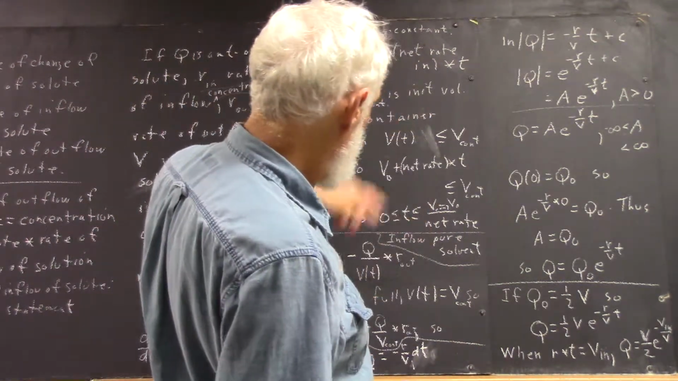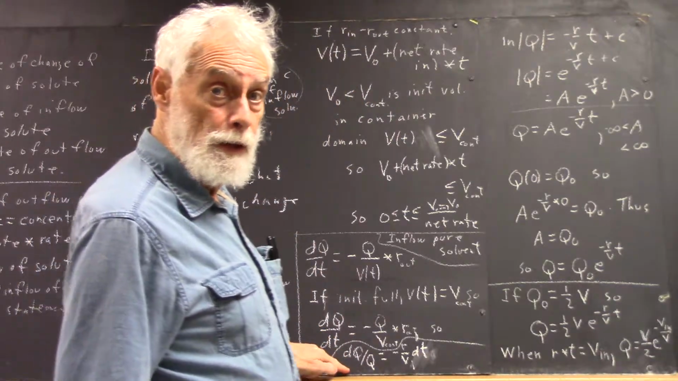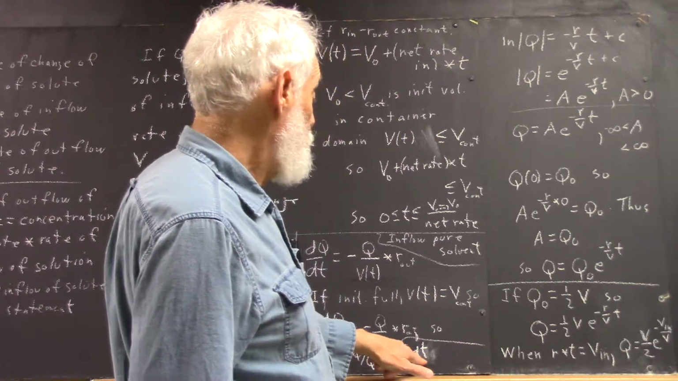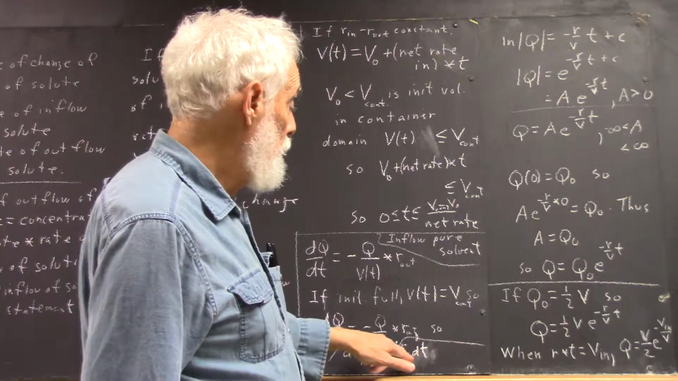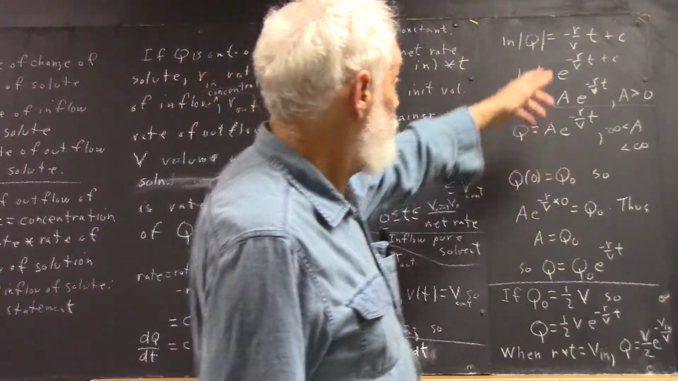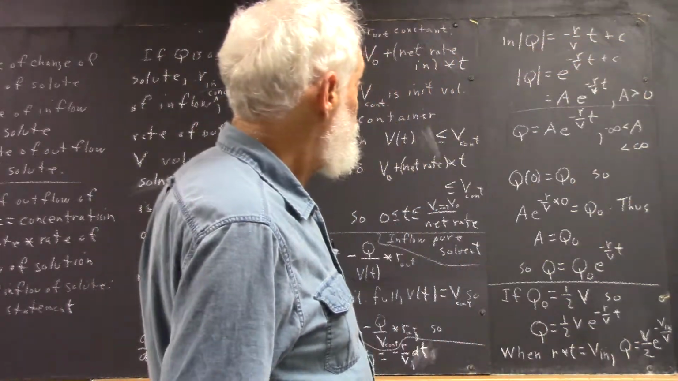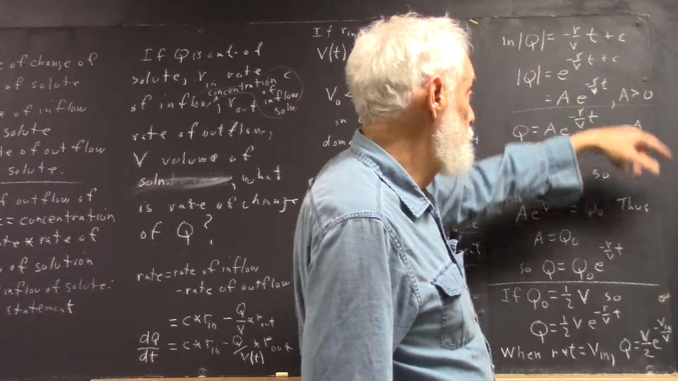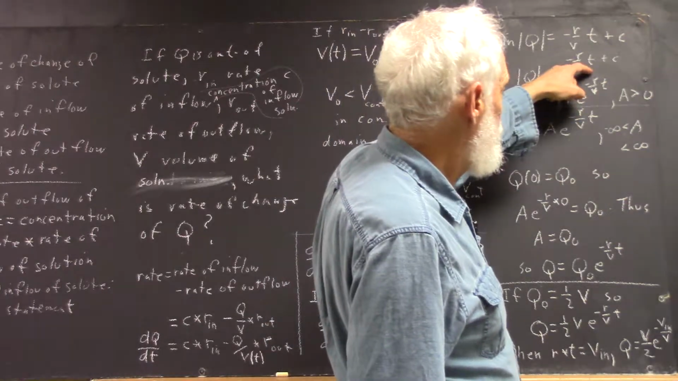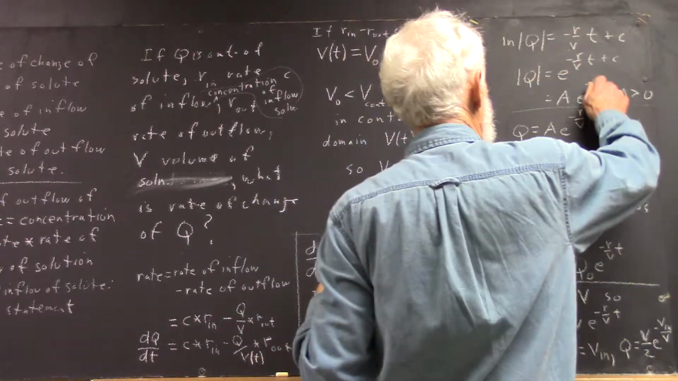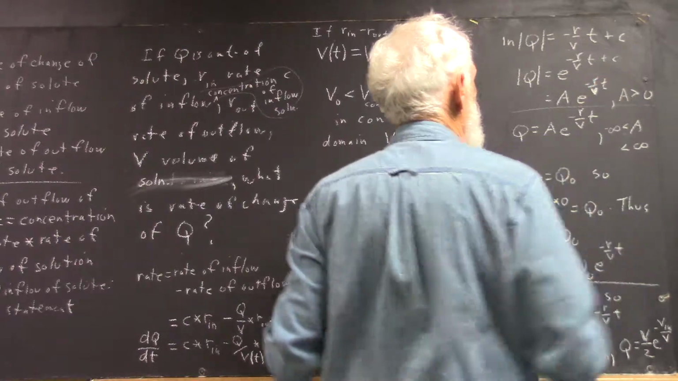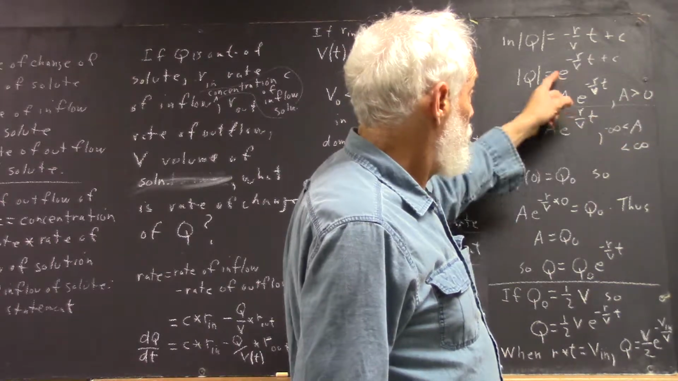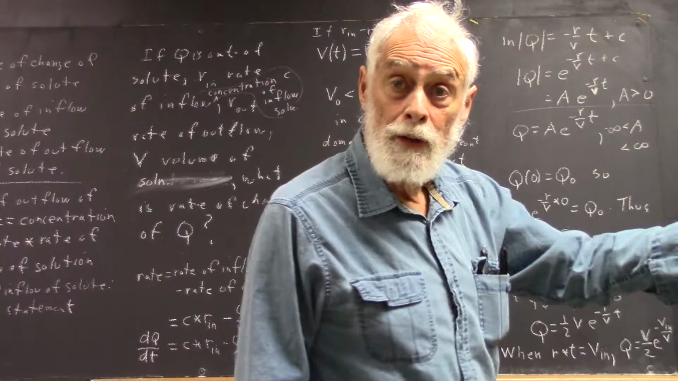So the solution, well, the left-hand side has an antiderivative that's the natural log of the absolute value of q. The right-hand side has no t dependence, it's just negative r over v times t plus a constant. So we have this solution, meaning the absolute value of q is e to the negative r over v t plus c, which is a e to the negative r over v t, where a is greater than 0, a being e to the c, which is always non-negative.